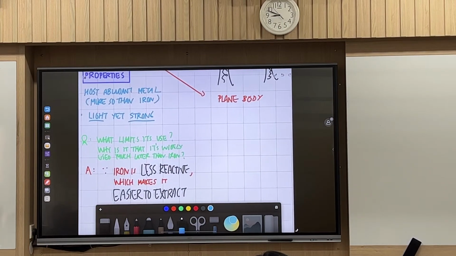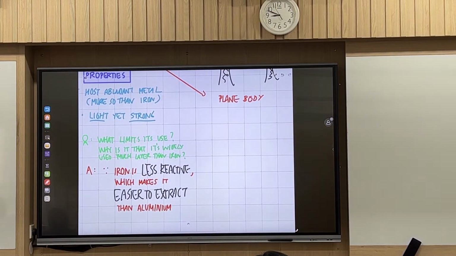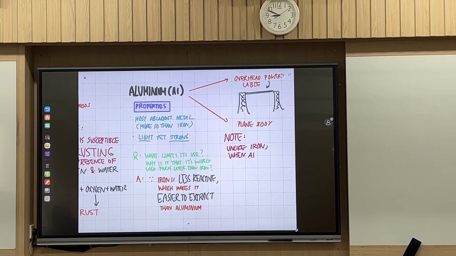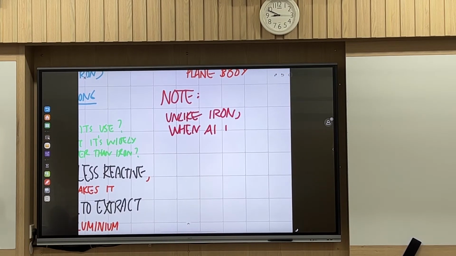Can you put down one extra property of aluminium I forgot to mention? Note, unlike iron, when aluminium is exposed to oxygen, it is made stronger. Remember, iron, when exposed to oxygen, is made weaker. It forms rust. Aluminium is the opposite. When it is exposed to oxygen, it grows stronger.